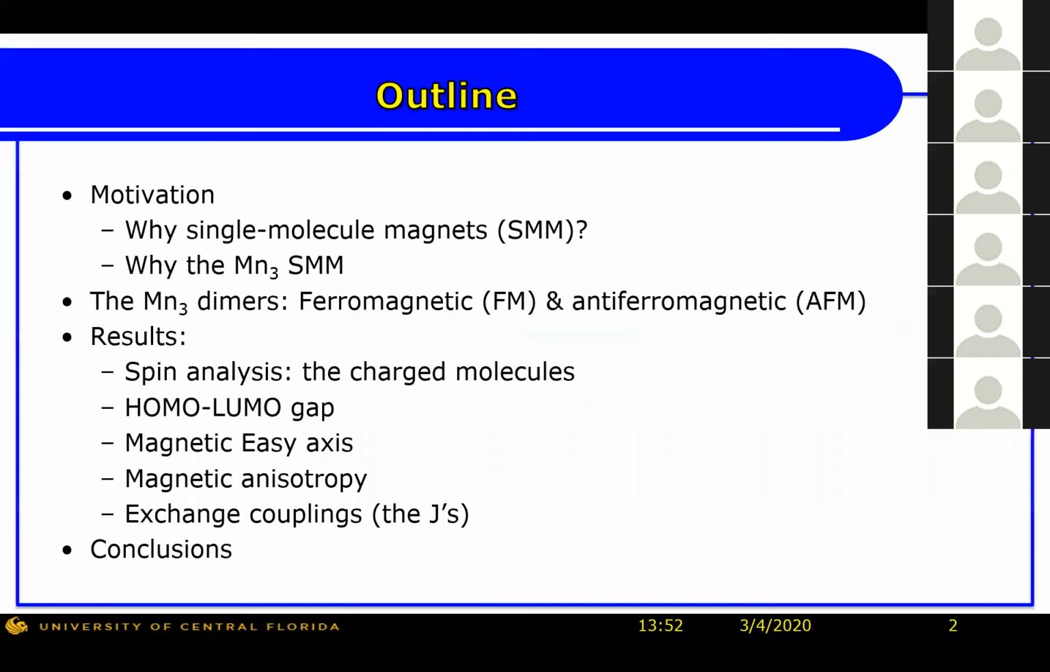My outline is that I'll tell you a little bit, which I've already mentioned and was mentioned also in the earlier talk. I'll mention some of the properties now of these two dimers. Basically, look at the spin analysis, the HOMO-LUMO gap, and show that the magnetic easy axis is very much along the directions that they see experimentally, give you some of our results for calculations of the magnetic anisotropy and exchange couplings. And this was done by Rainier.